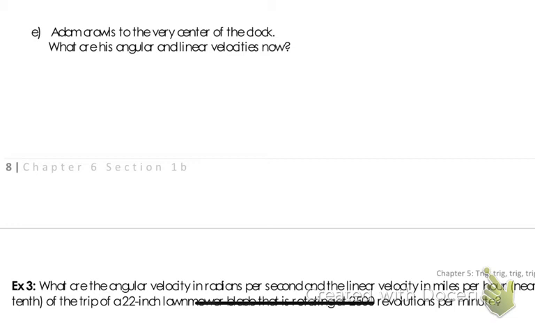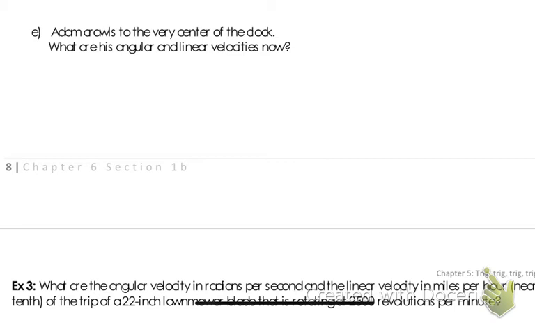What are his angular and linear velocity? Let's talk about his angular velocity. Does his angular velocity change now that he's at the very center of the clock? Here's my question. How long does it take him? Or does he still have to move? He still moves. He does this. How long does it take him to do a full revolution? 60 seconds, probably.